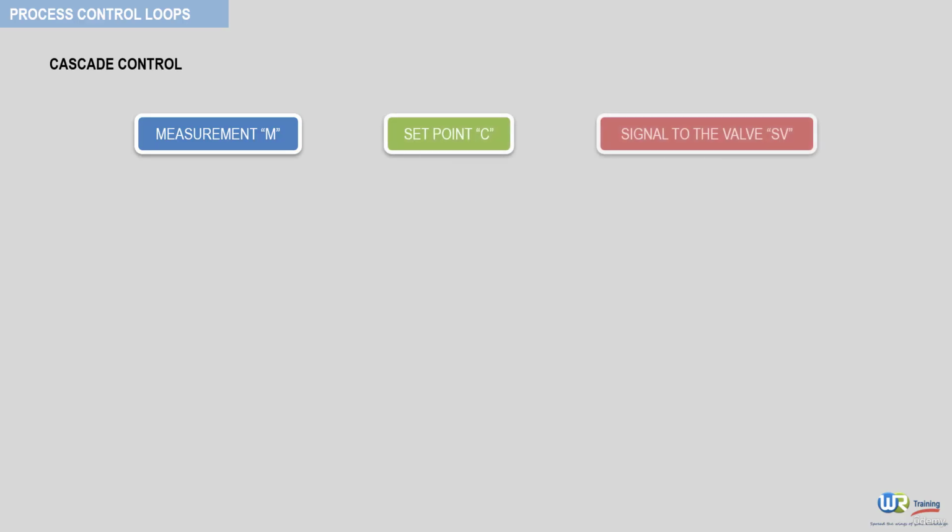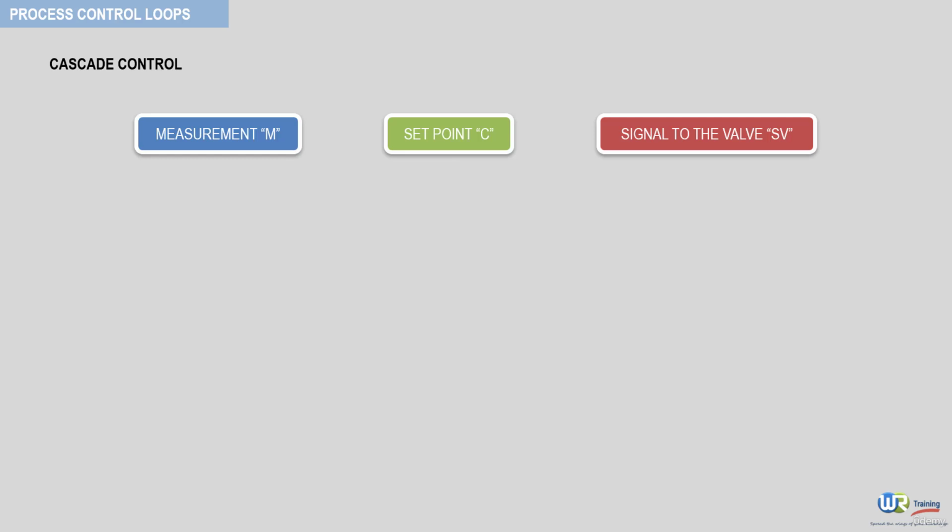The control of a closed loop in a cascade mode exchanges three signals with the loop, two inputs and one output, and these are the measurement, referred to with the letter M, the set point, referred to with the letter C, and the signal to the valve, referred to with the letters SV.